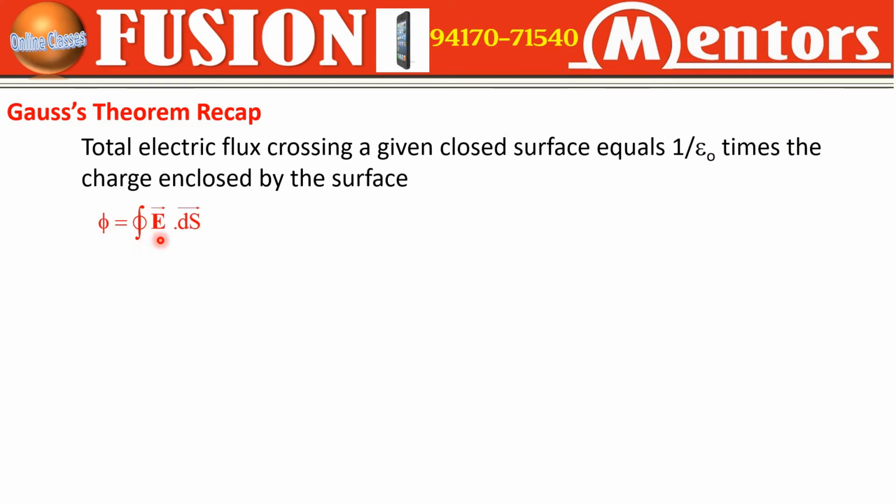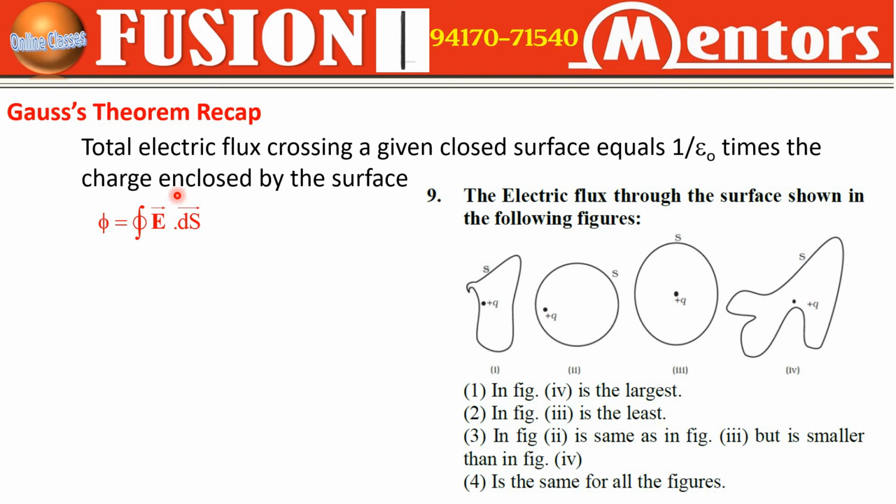Flux is given as E dot ds, but since the surface was closed, the integration was to be carried out over the curved surface, and it was equal to 1 by epsilon times the charge enclosed. So this is your 9th question in the assignment sent to you. The electric flux through the surface shown in the following figures.